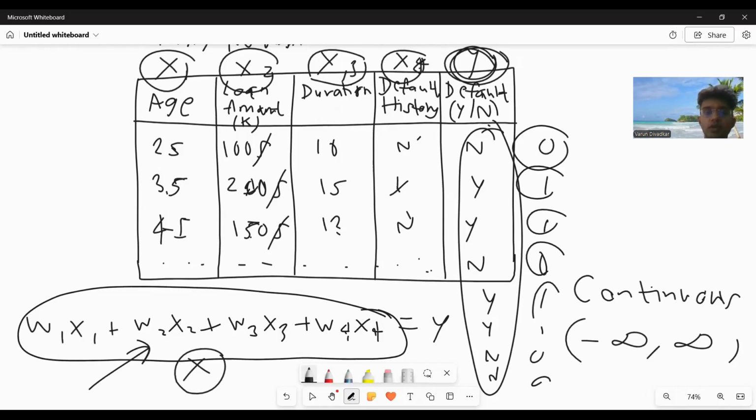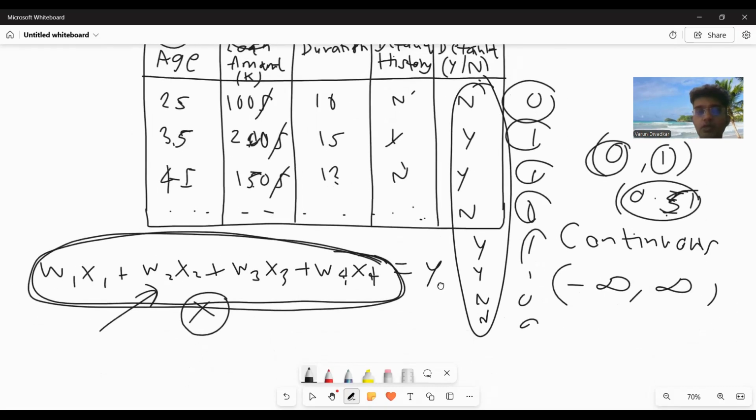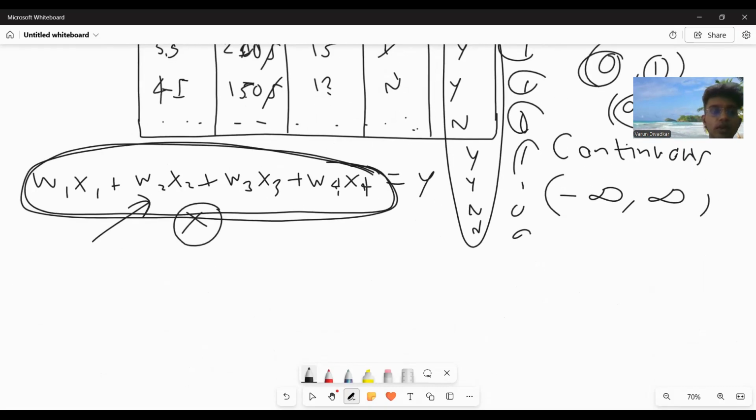So what you do here is you convert this to a probabilistic output, something between 0 and 1, and you create a threshold. Say if your value is greater than 0.5, then it falls under the category of 1. If it's less than 0.5, it falls under the category of 0. That's something which you plan for, okay? So the way to convert that is using something called a sigmoid function.